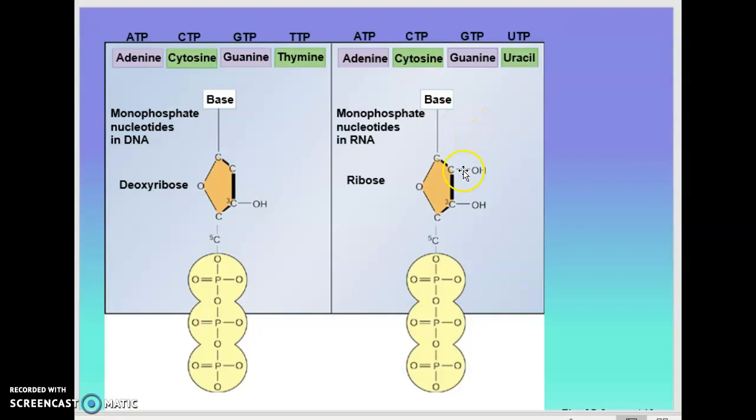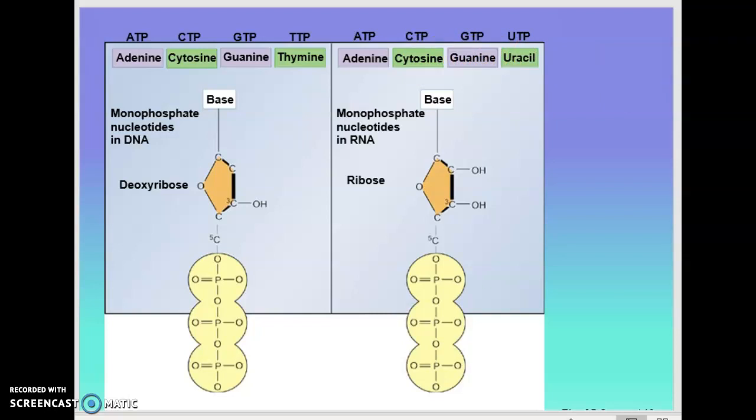ribonucleic acid, it actually has one more oxygen than deoxyribonucleic acid. And because of that, instead of thymine, the base is now uracil. So that when we look at the various bases, if DNA is going to make RNA, the adenine nucleotide would combine with thymine, the cytosine would combine with guanine. But when DNA makes RNA, adenine combines with uracil, and cytosine still binds with guanine.